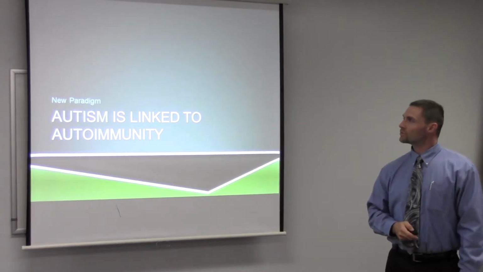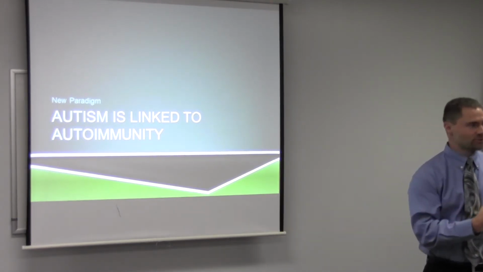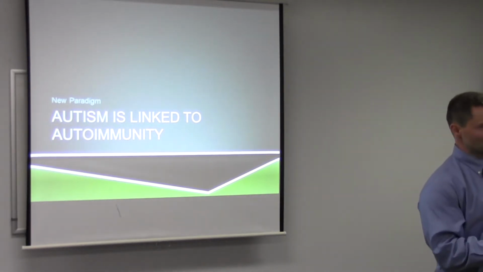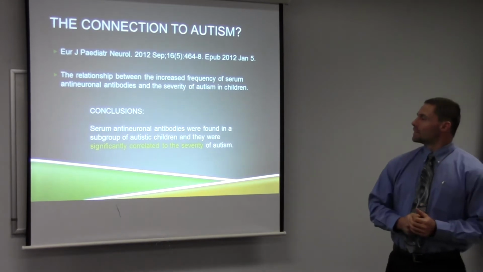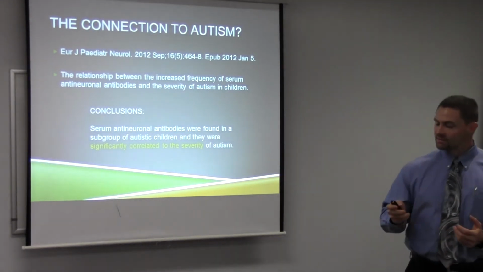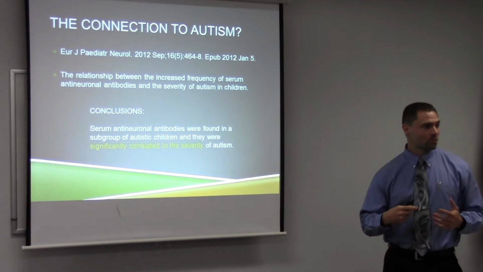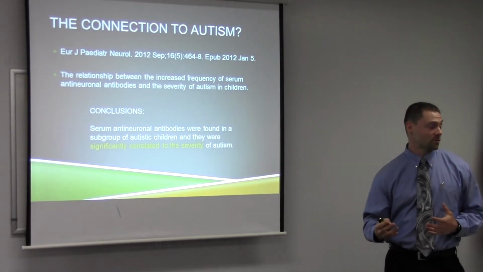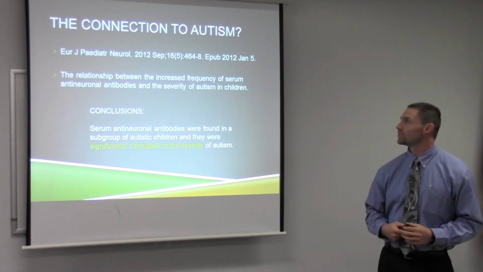So let's look at this new paradigm, and let's make some tighter associations with this link between autoimmunity and autism here. And again, I want to point out as I go through this, these dates that I've got up here. You'll see that there's a date associated with each one of these. Notice how current these dates are. They're all pretty recent publications here.